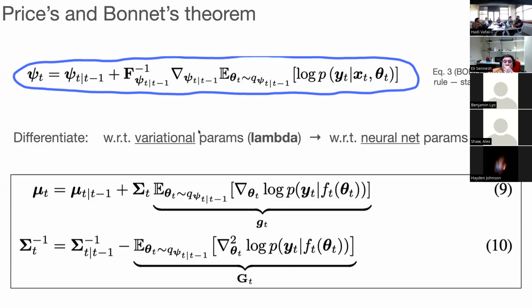Lambda is for BLR, but yeah. You have these psi parameters, variational parameters, and the gradient of the expectation with respect to those. What happens if you apply these theorems that are only true for Gaussians? You end up with the derivative of whatever is inside with respect to neural net parameters theta. So you start from this equation 3, you end up with equations 9 and 10. So you get to update your mu and sigma using these rules.